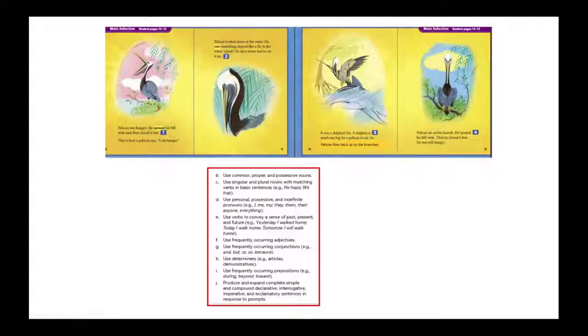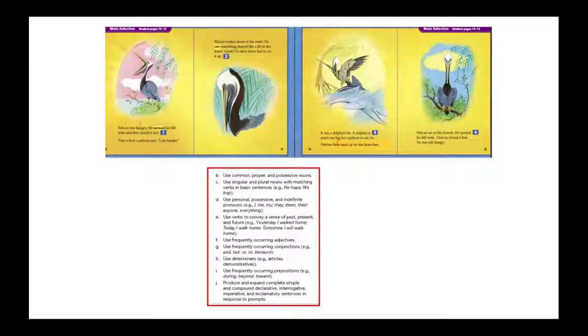So when we look at the Common Core objectives, use common and proper and possessive nouns. So there's several examples. Use regular singular nouns with matching verbs, noun verb agreement. Use personal, possessive, and indefinite pronouns. So there's examples of different kinds of pronouns. Use verbs to convey a sense of past, present, and future. So there's a lot of verb tense. Use frequently occurring adjectives. So we've got hungry and big.